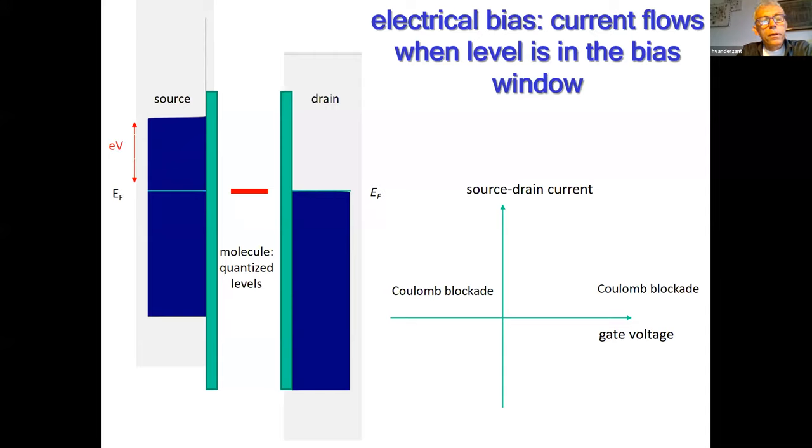by an amount of eV. Now if we use the gate, what we can do is push this level through the bias window. And you see that as soon as you push it through this bias window of eV, there is going to be a current flowing. That means you can measure the conductance. On both sides of this current, you see that we have Coulomb blockade, because the level is not in the bias window and cannot be used for transport.